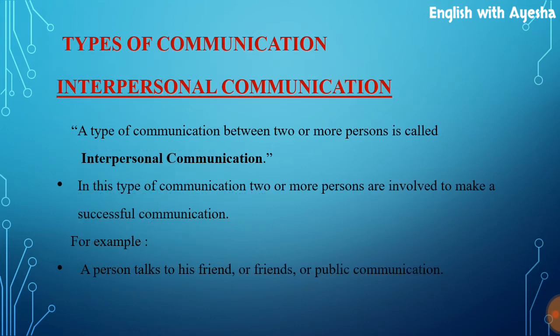The first type is interpersonal communication. A type of communication between two or more persons is called interpersonal communication. In this type of communication, two or more persons are involved to make a successful communication. For example, a person talks to his friend or friends, or a public communication is included in interpersonal communication.